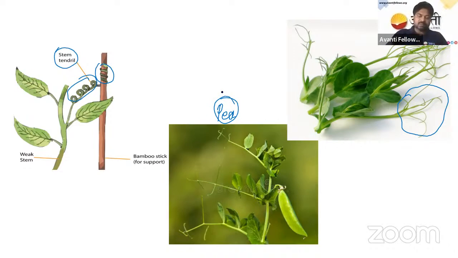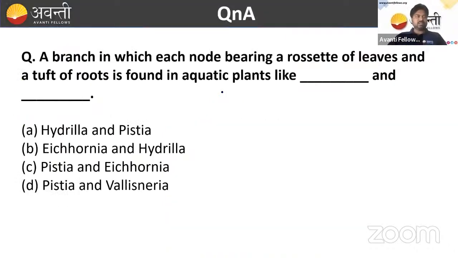Coming toward the next part, the next question is: a branch in which each node bears a rosette of leaves and a tuft of roots is found in an aquatic plant. That means you need to find out some aquatic plant here.